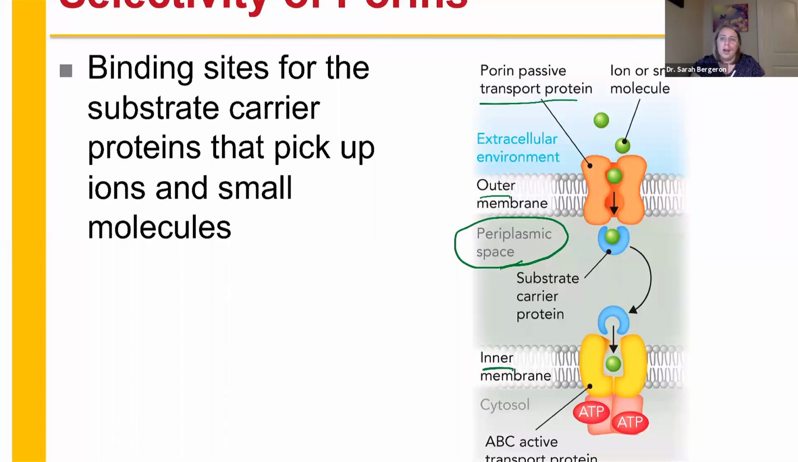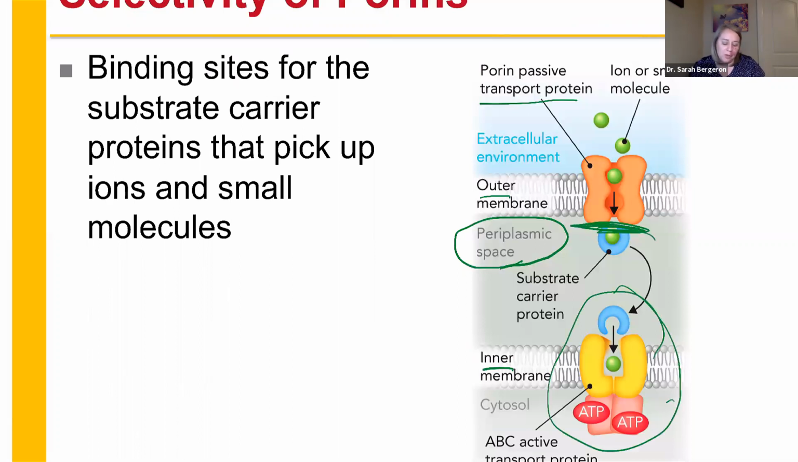Malate is an organic acid that has two negatively charged carbonyl groups, and so those will actually be negative at physiological pH. It doesn't have to be an ion, but it has to be something small and charged, right? Okay, and then we'll talk about how that's coupled to some other transport molecules.